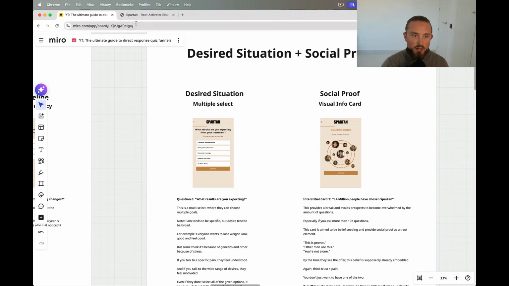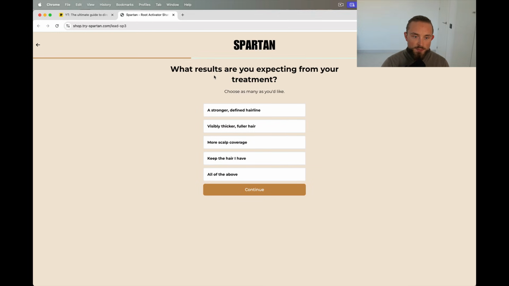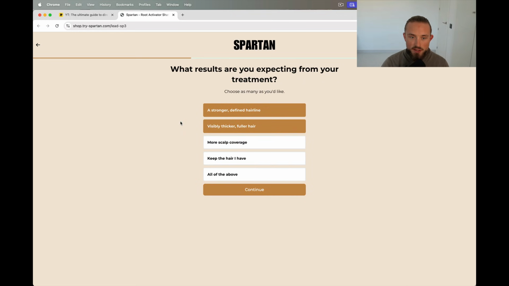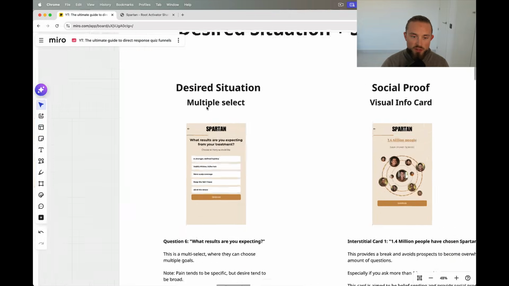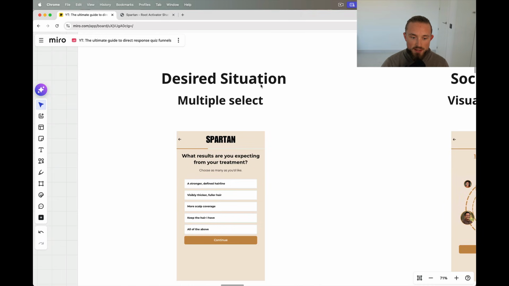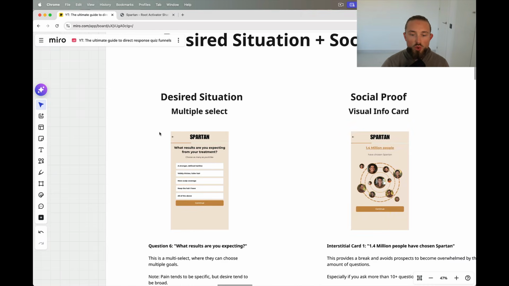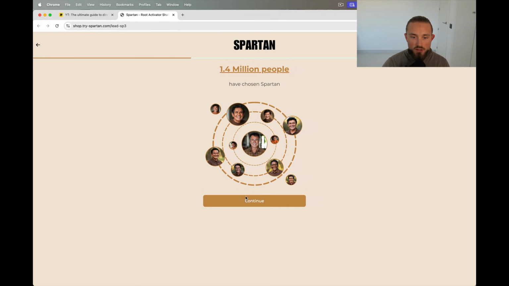and social proof. As you can see here, we move away from talking about pain and the current situation to the desired situation, where we ask them, what results are you expecting from your treatment? I will just click 2 here, for example. This question is just to identify their desired situation, so what we can use later in the funnel to sell them. Let me just click continue here.